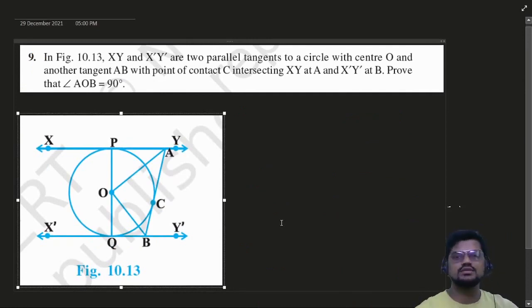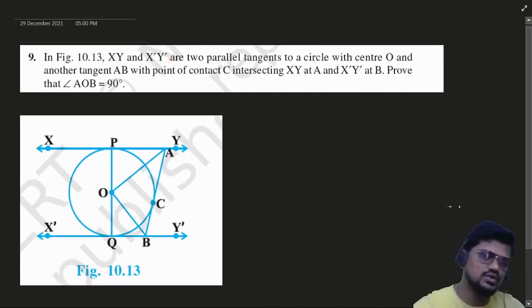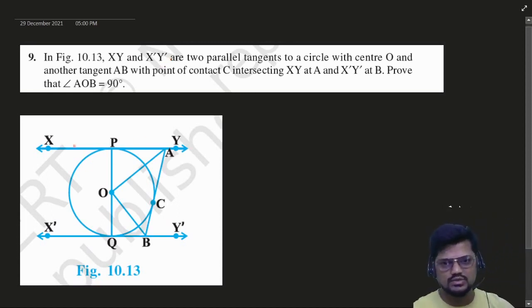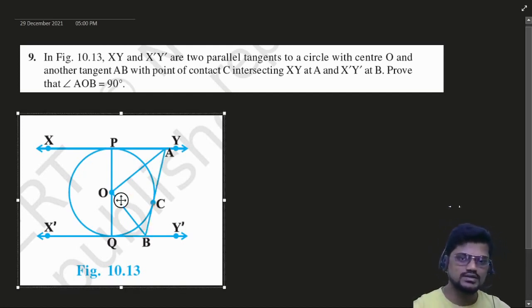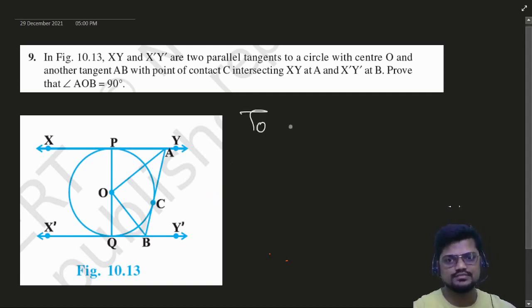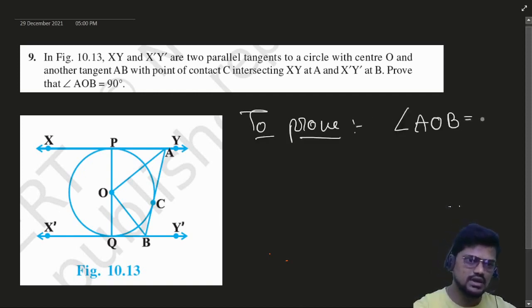Now, in the figure, XY and X dash Y dash are two parallel tangents to the circle with center O, and another tangent AB is drawn with the point of contact C, intersecting XY at A and X dash Y dash at B. Prove that angle AOB is 90 degrees. So what you need to prove is angle AOB equals 90 degrees.